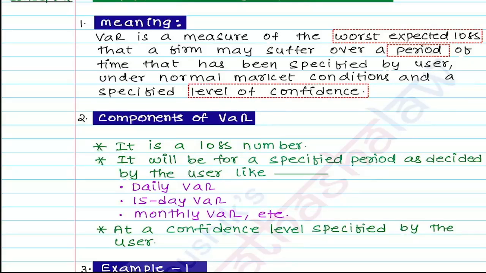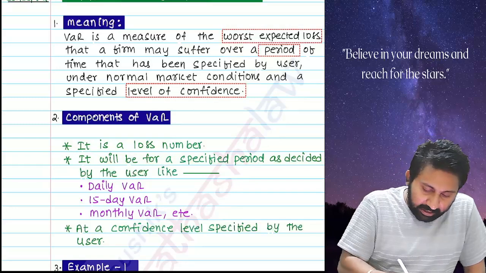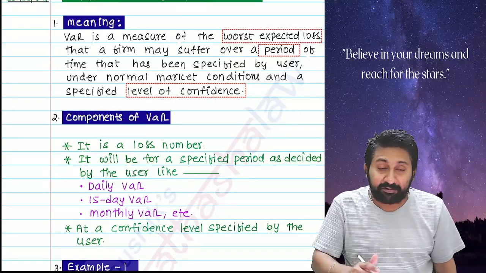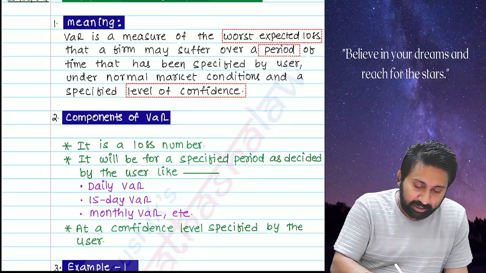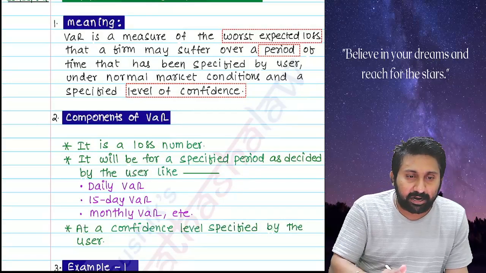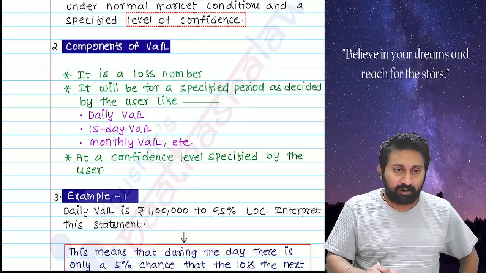So VAR is a measure of worst expected loss that a firm may suffer or a person may suffer over a period of time that has been specified by the user under the normal market conditions at a specified level of confidence. Components of VAR.